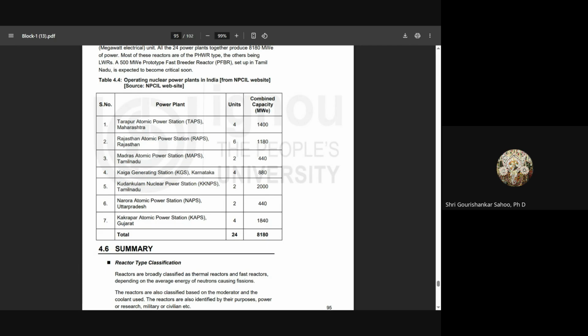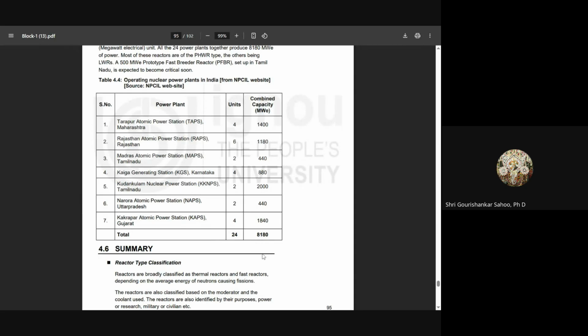Kaiga Generating Station, Karnataka, 880 megawatt. Kudankulam Nuclear Power Station, Tamil Nadu, 2000 megawatt capacity. Narora Atomic Power Station, Uttar Pradesh, 440 megawatt power. Kakrapar Atomic Power Station, Gujarat, 1840 megawatt power is what we get from this power station.